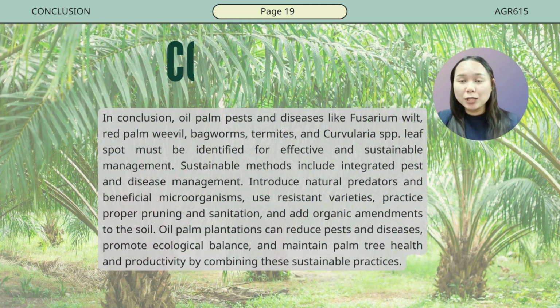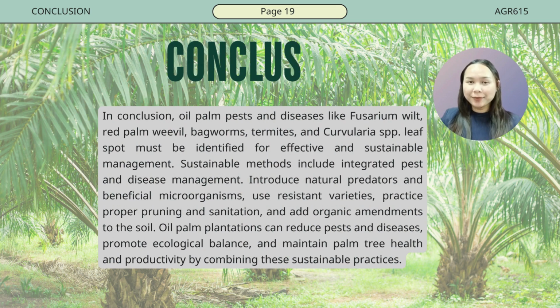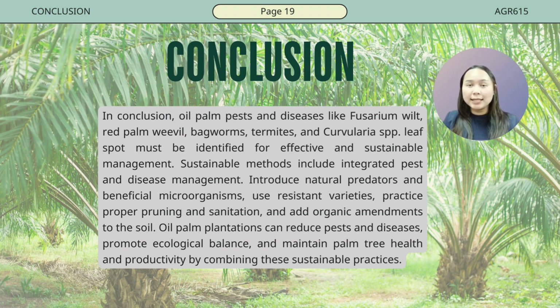Move to the last part, which is the conclusion. In conclusion, identifying symptoms of pests and diseases in oil palms is crucial for effective and sustainable management. Sustainable approaches include implementing integrated pest and disease management strategies. By combining these sustainable practices, oil palm plantations can mitigate the impact of pests and diseases while promoting long-term ecological balance and maintaining the health and productivity of the palm trees.